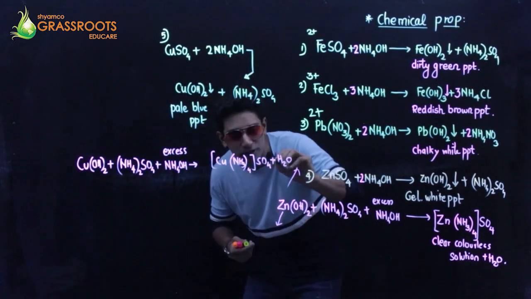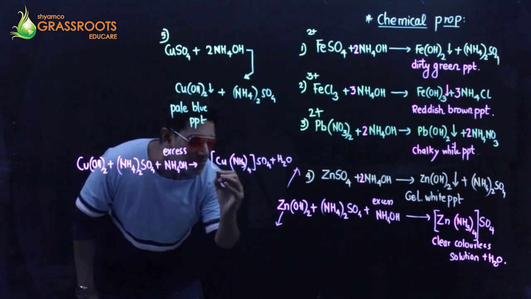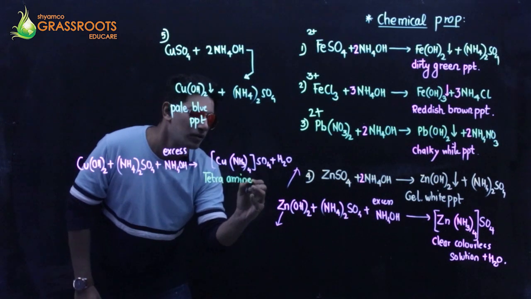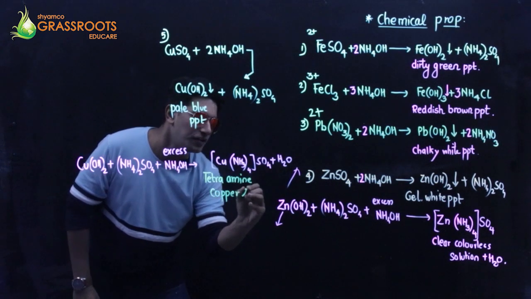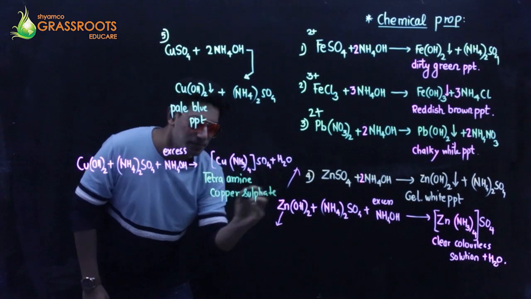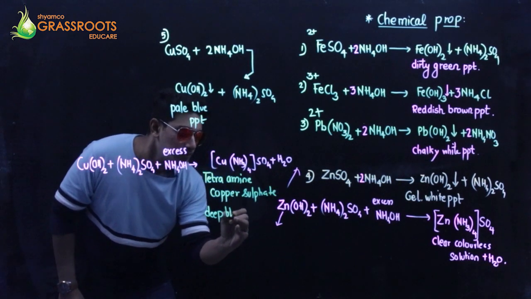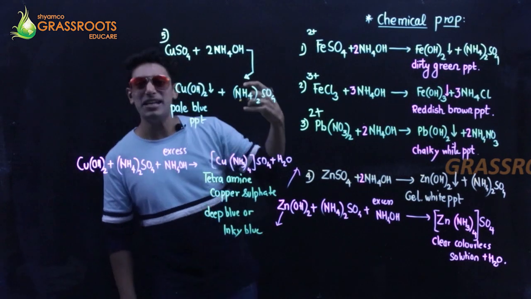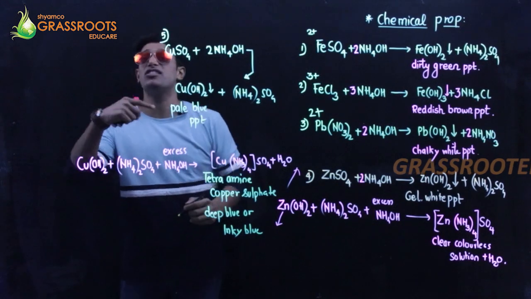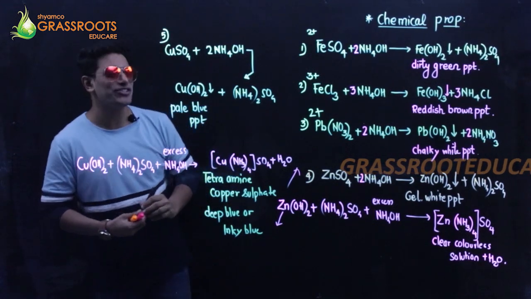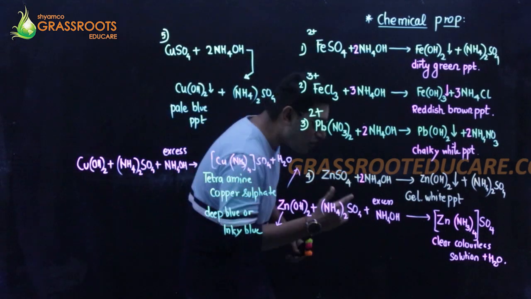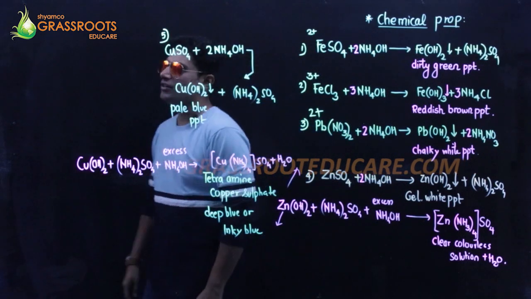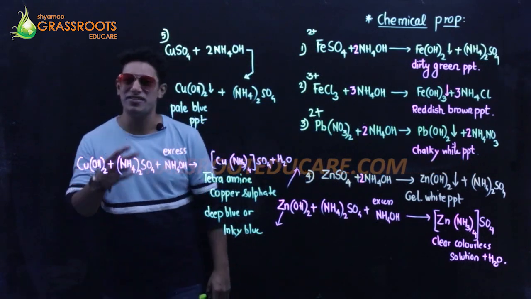Look, there is no downward arrow. This is called tetraamine copper sulfate. And the color of this is deep blue or inky blue. It is either deep blue or inky blue, but it's not a precipitate, it's a clear solution. So these are few reactions in which two of them, the zinc and the copper salt, are a two-step reaction, whereas the other ones are just a single-step reaction.